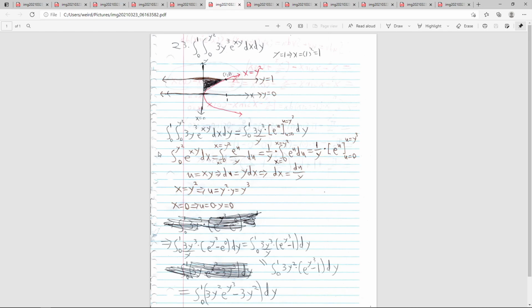So we have to be a little bit tricky. So e to the xy dx. We basically do u substitution and such, and substitute in.